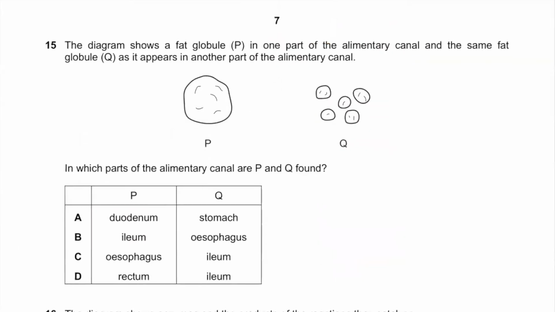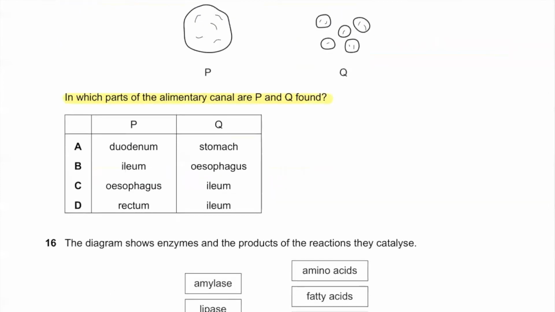Question number 15. The diagram shows a fat globule in one part of the alimentary canal and the same fat globule as it appears in another part of the alimentary canal. In which part of the alimentary canal are P and Q found? We can see in Q there is a greater surface area.